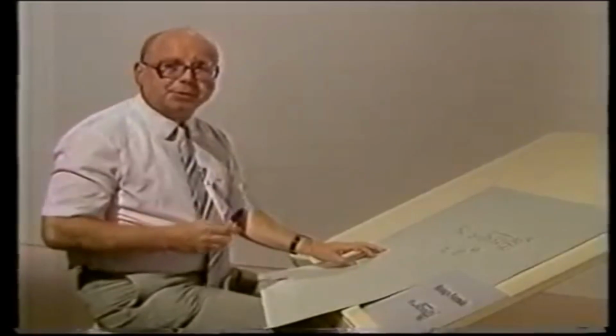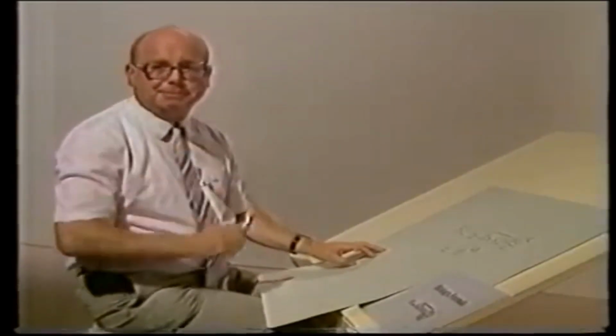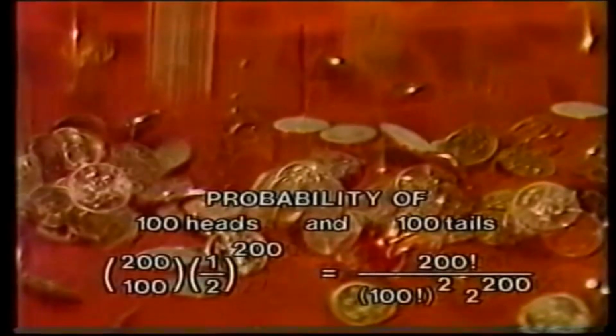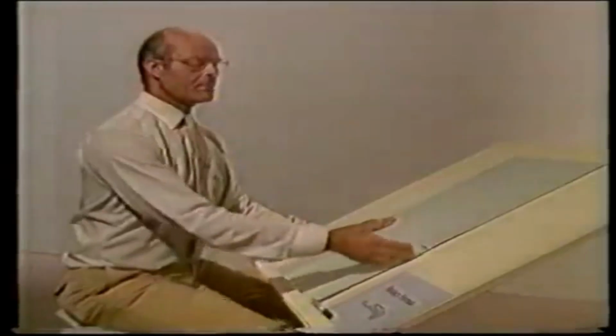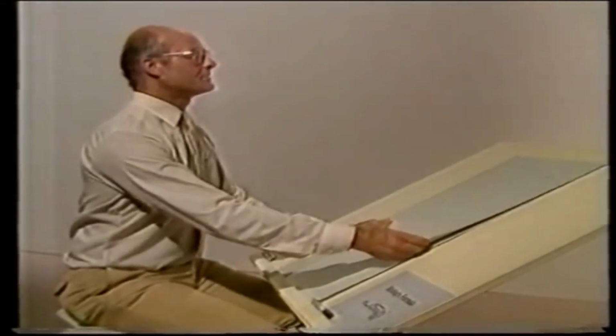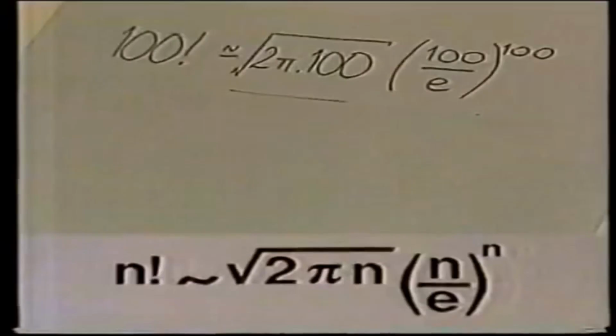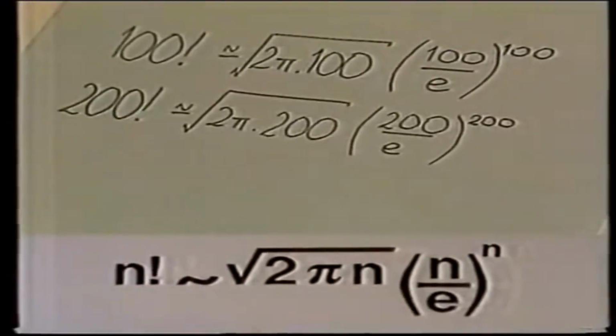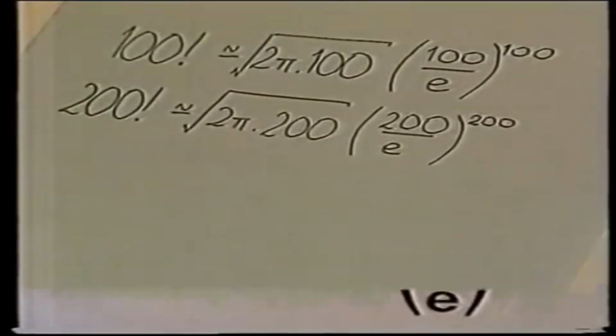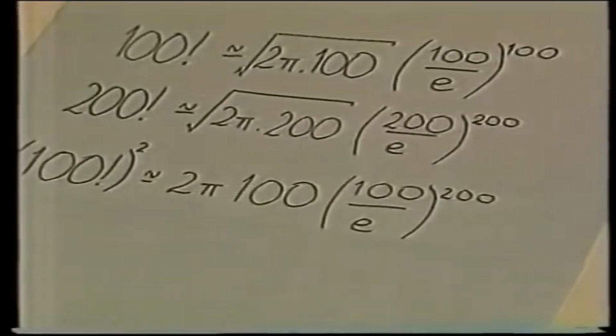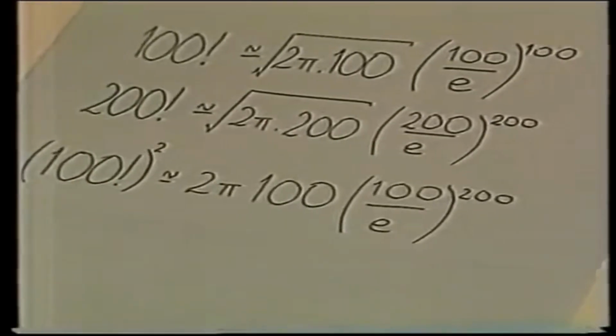And Stirling's formula should help too with Ian's coin problem. Remember, the probability we want is this. So I need to find 100 factorial and 200 factorial. Putting n is equal to 100 in Stirling's formula gives me this. And when n is 200, I get this. So 100 factorial all squared is this.